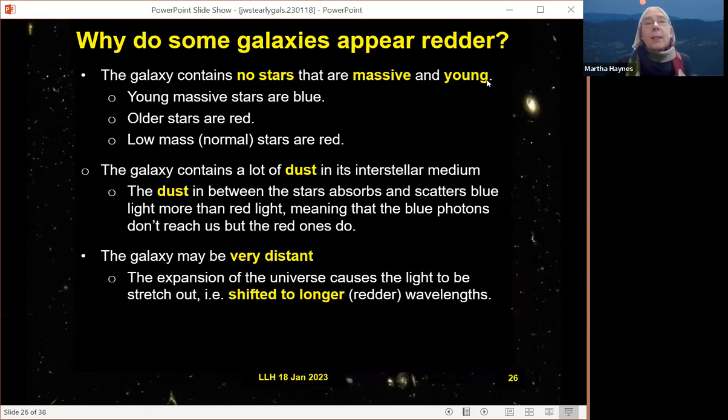So now, why do some galaxies appear redder? The galaxy may have no stars that are massive and young. It may contain a lot of dust, or it also may be very distant. And that's what's really important to us. The reason for that is the expansion of the universe. What Hubble discovered was the universe is expanding. It's getting bigger over time. And the more distant galaxies are moving away from us faster than the nearer galaxies. The expansion of the universe causes the light waves from those galaxies to be stretched out to longer wavelengths. So they are shifted to longer, or redder, wavelengths.